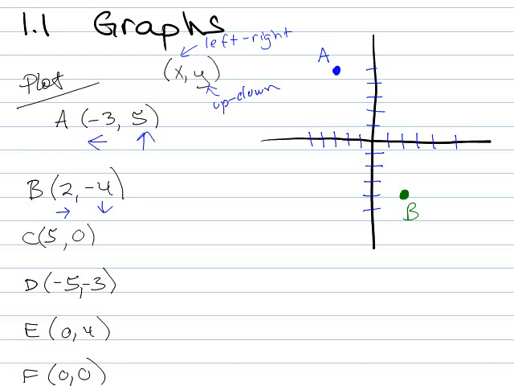Alright, so maybe you paused it, maybe you didn't. Let's go ahead and see. So this 5 means I go 5 to the right, and 0 means I just stop. I stay where I am. So 5 to the right, 1, 2, 3, 4, 5, and I'm just going to stay right there, and that's going to be point C, right? And I'm only changing colors for funsies. (-5, -3), 5 to the left, 3 down, 1, 2, 3, 4, 5, 1, 2, 3.